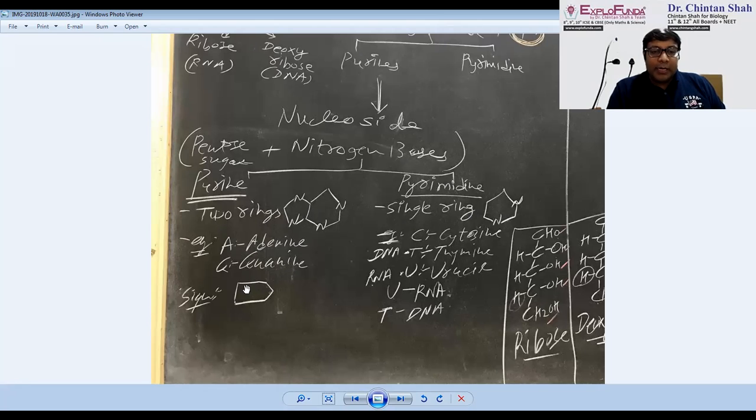And it is denoted by this kind of arrow. Pyrimidine is a single ring structure, and examples are cytosine, thymine, and uracil. Cytosine, adenine, and guanine, these three are common. They are present in DNA and also in RNA. But in the case of DNA, thymine will be present, and in the case of RNA, uracil is present.